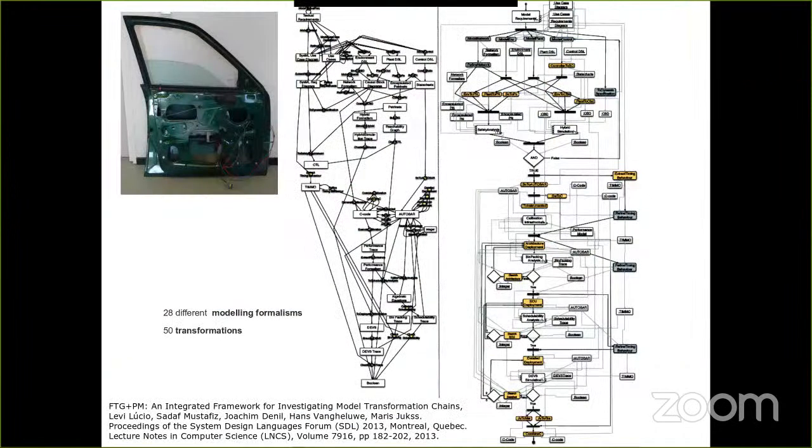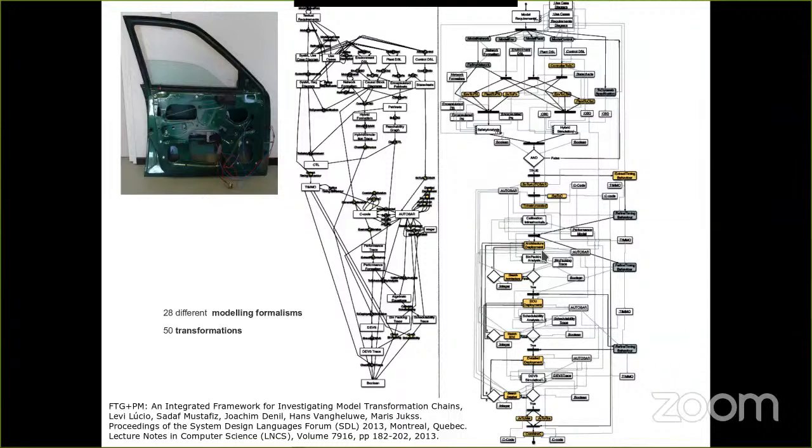So, as I already mentioned, complex processes, workflows. When building this power window, we used 28 different modeling languages, which are actually charted here. That's a formalism transformation graph relating them, and 50 different transformations and a very complex workflow. So in engineering, as I already mentioned in MPM, we have to model everything explicitly. Also the order in which we do things, when engineers will synchronize, and so forth.